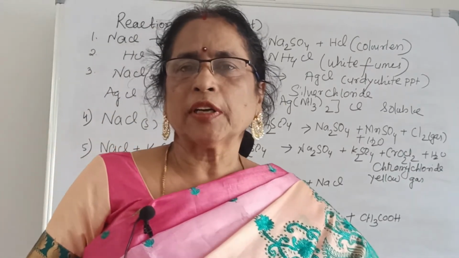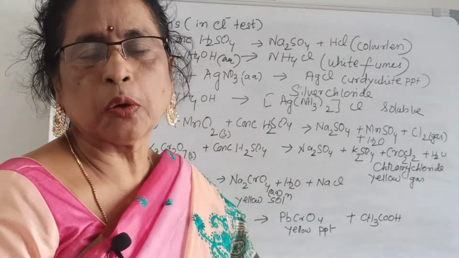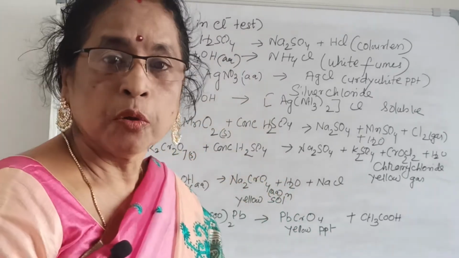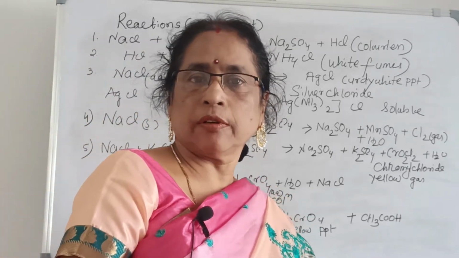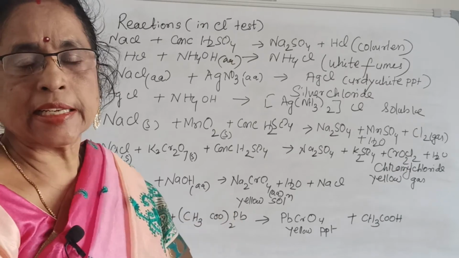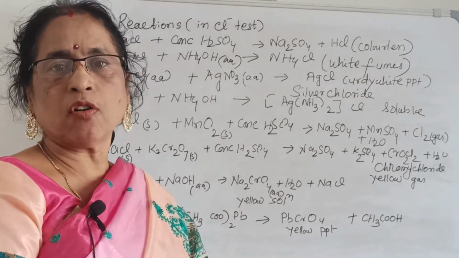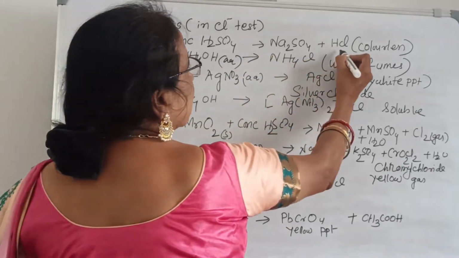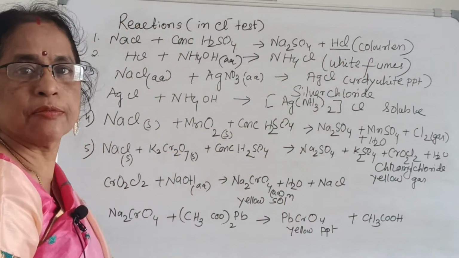Now we will see what the reactions involved in the chloride test are, meaning the equations. We have done the dry test, and we have done the wet test, that is the confirmatory test. First of all, in the dry test I have taken the salt and added concentrated sulfuric acid. Then what happened? A colorless pungent smelling gas evolved.